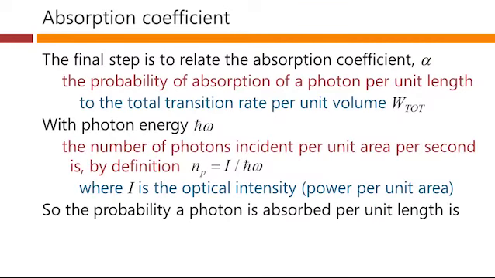So the probability a photon is absorbed per unit length, again thinking that we're only working with thin sheets, is this ratio of the total transition rate per unit volume divided by the number of photons that are arriving per unit area per second. And we can rewrite that using this simple relation here to get h bar omega times the total transition rate per unit volume divided by the power per unit area.